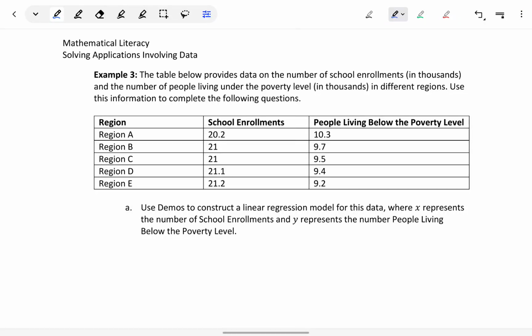In example 3, we're given a table of data that tells us about the number of school enrollments in thousands and the number of people living under the poverty level in thousands in different regions. And we want to use this information to complete the following results. Before we get into that process, which will be similar to what we've done in the previous questions, we want to take a moment to focus on this language about the data being presented in thousands.